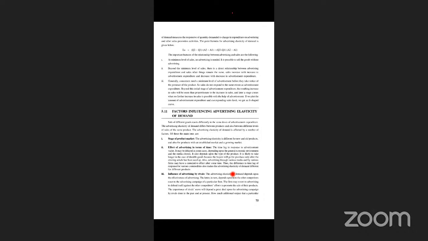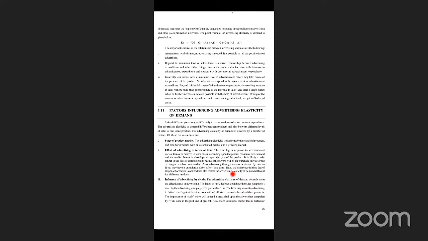All right, then the various factors which influence advertising elasticity of demand: the stage of the product market. Sometimes, since they are launching a new product, the effective advertisement comes in and the measurement starts from then. But for a few, over a period of time, they realize that advertisement is not making any difference. And so they revise their policies and bring in a new advertising, and they want to measure that. So likewise, the stage of the product plays an important role.